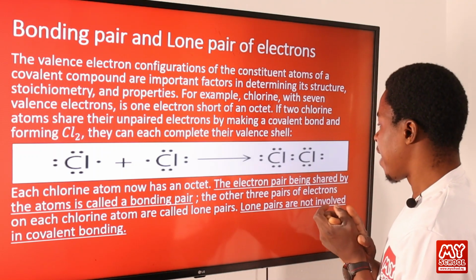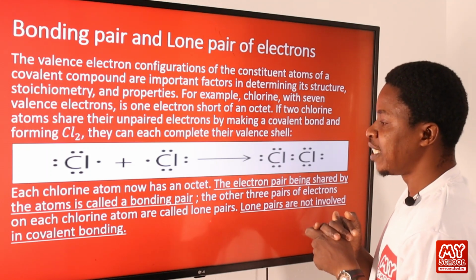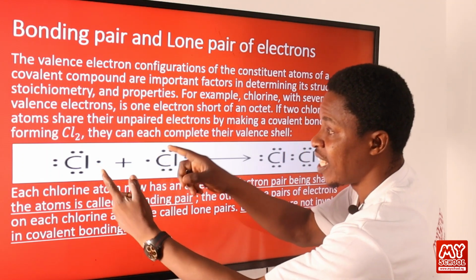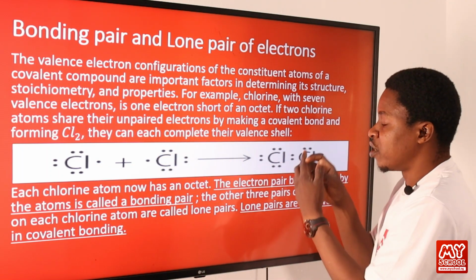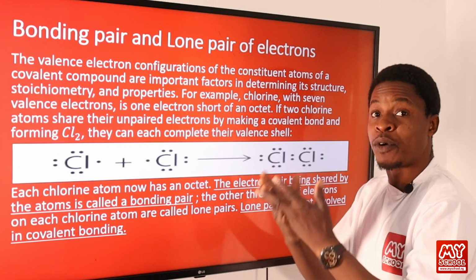The electron pair being shared by the atoms is called a bonding pair. This one electron we have here now, these are the bonding pair, okay? They come together and then they form the bond. They are the ones that participate in the bonding itself, okay? That is the bonding pair.